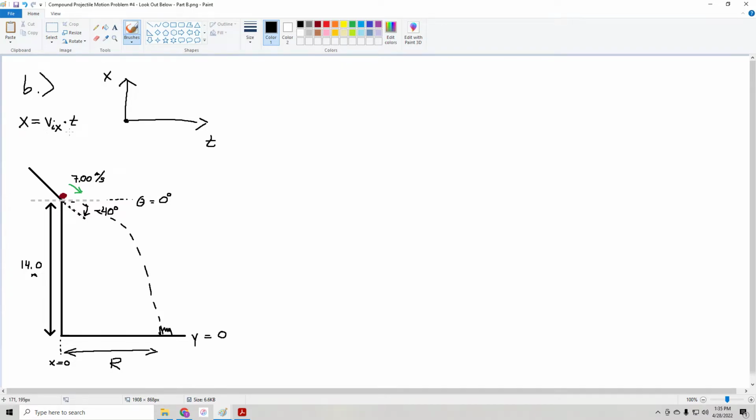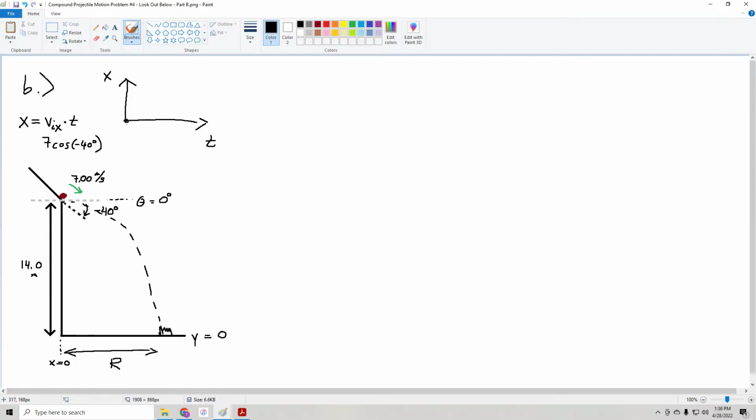V initial x is never going to change. It's 7 cosine negative 40 degrees. That's just a number. That is never going to change. But it is going to be multiplied by a number that's getting bigger and bigger, the time. So this is just a very linear looking graph where a constant number is being multiplied by another value that is increasing linearly as well.